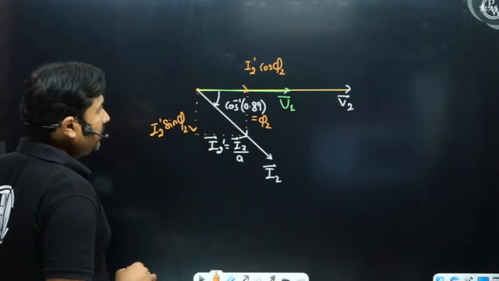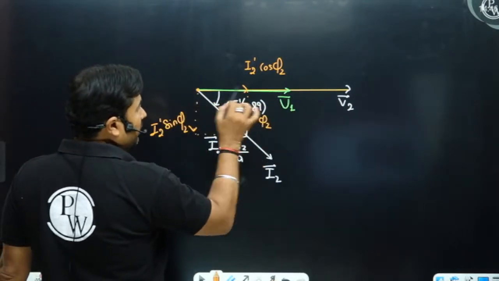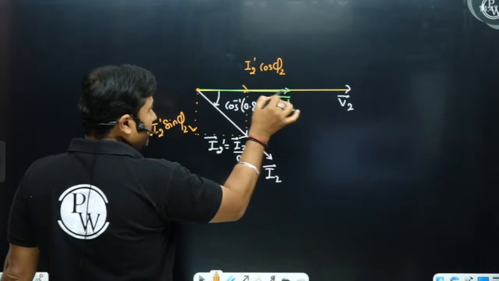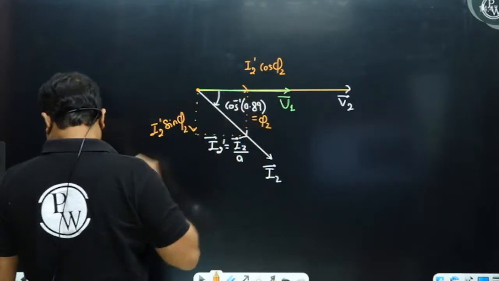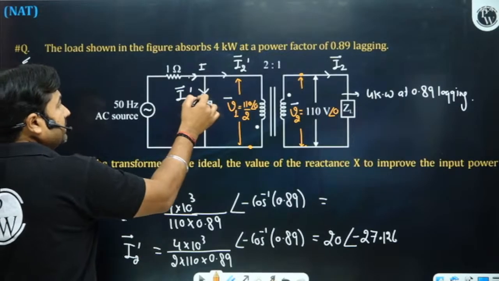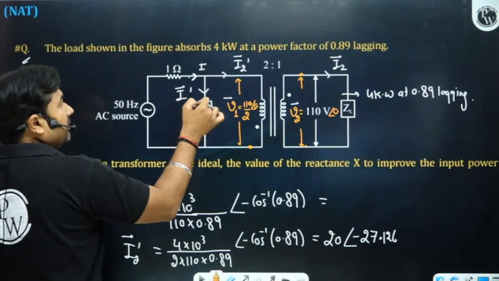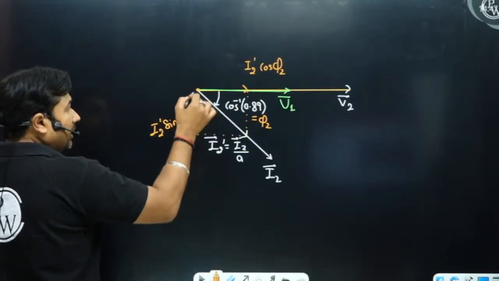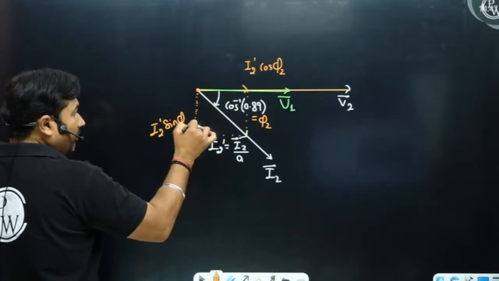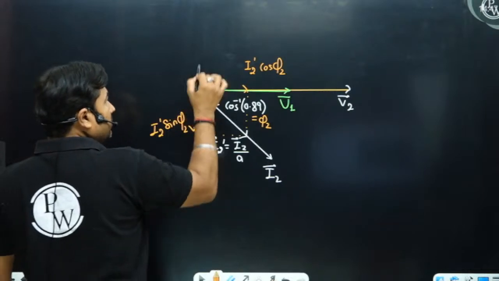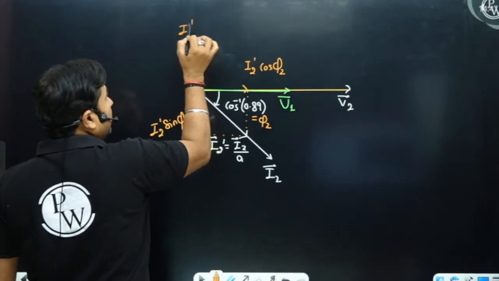Yes, sir. For an input power factor to be unity, your voltage V1 and current must be in the same phase. It is possible if I dash will cancel the vertical component of I2 dash. So I dash must be a leading one.